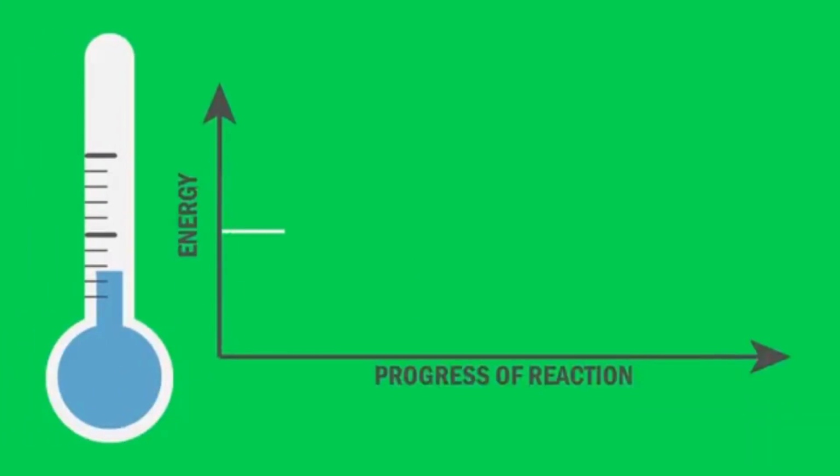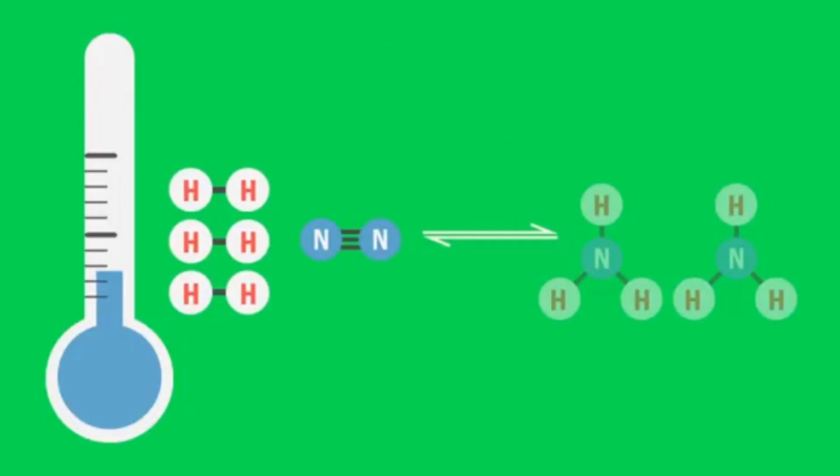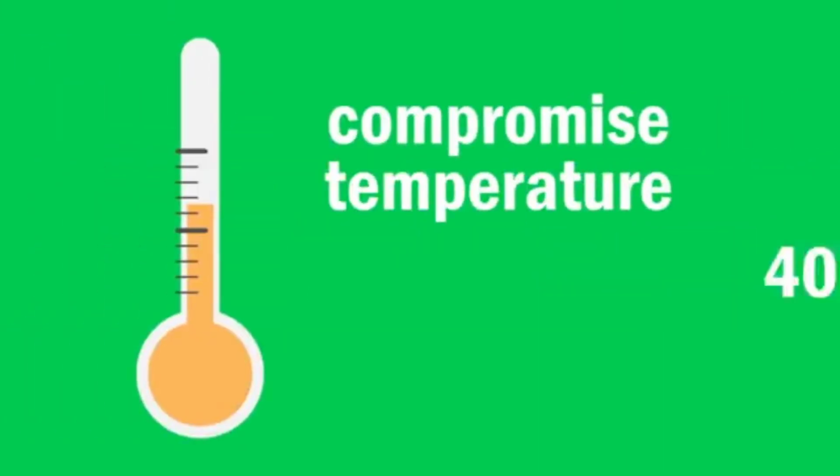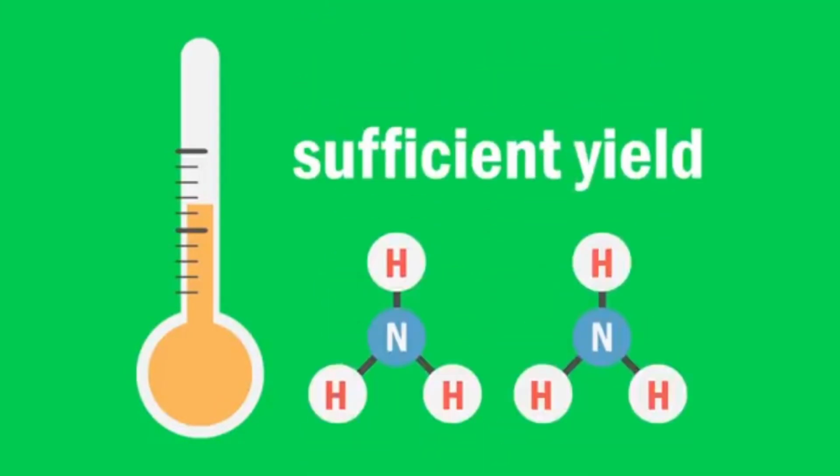If a low temperature were used, the rate of reaction would be very slow, though the exothermic reaction would be favored. It would actually take a long time for equilibrium to be reached, so a compromise temperature of 400 to 450 degrees Celsius ensures that the reaction proceeds with sufficient yield.